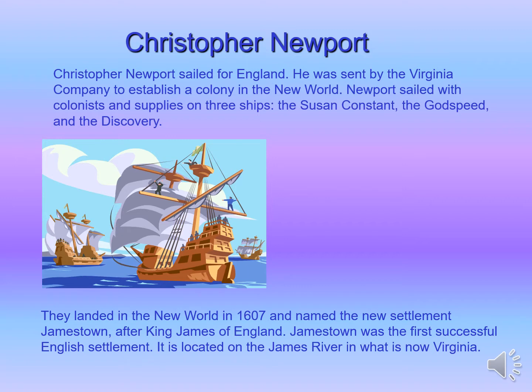Right, so he lands in the New World in 1607, and he names the new settlement Jamestown after King James of England. And Jamestown is the first successful English settlement. We're going to talk a lot about it later. It's located on the James River, which is now in Virginia. It's the first successful settlement. There was one before it, Roanoke, but we don't know what happened to them. Still a mystery today. They kind of disappeared.